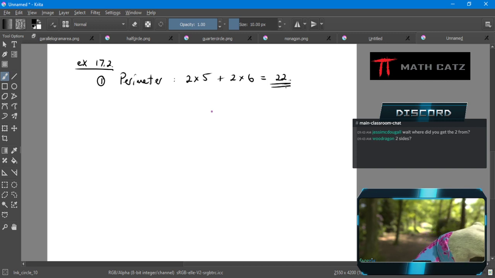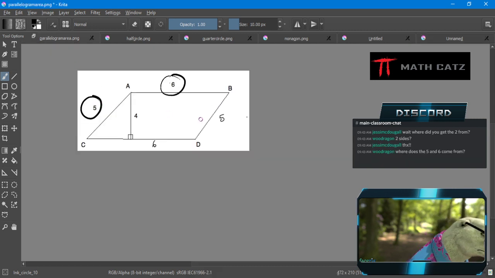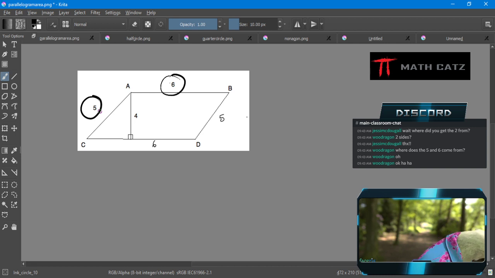All right, I'm back. Where did I get the 2 from in the parallelogram question? There are 2 5s and 2 6s, one on either side. So yes, you of course can say 5 plus 6 plus 5 plus 6, but that is exactly the same as what we did. So it's totally up to you. You can list them all, you can group them together if there are similar numbers. The point is, I have to go all the way around the parallelogram and add them all up for the perimeter. How you write them is completely irrelevant.